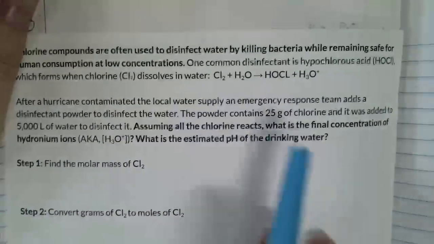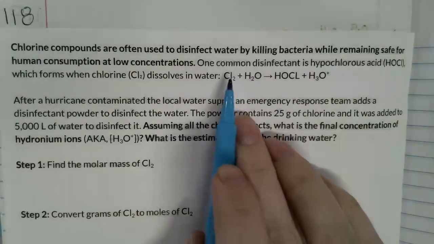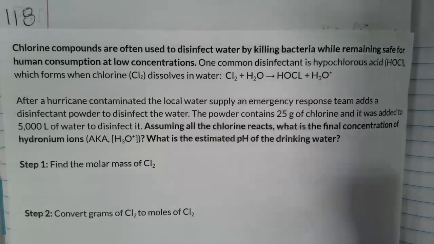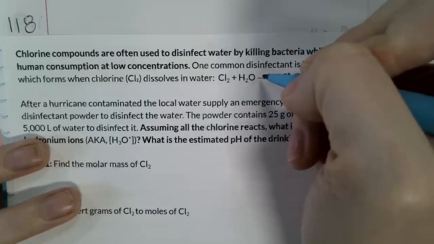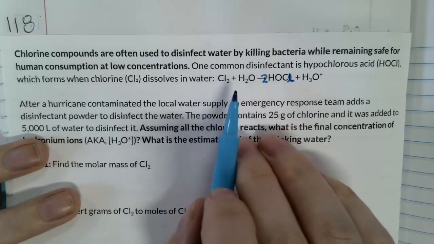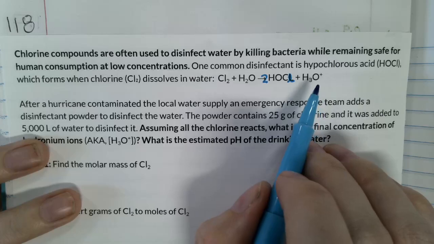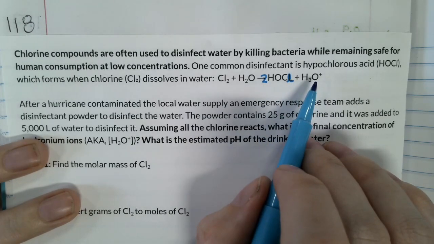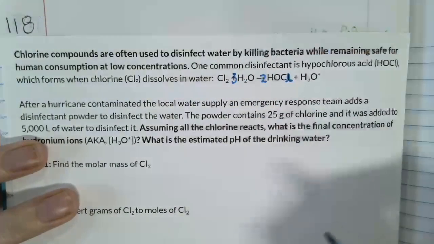So, first we got to balance this. How many chlorine on this side? 2. Okay, how many chlorine on this side? 1 on this side. Okay, so we need to put a 2 here. Now we've got 2 chlorine over here and 2 chlorine over here. Great. How many oxygen on this side? 1. How many oxygen on this side? 2 plus a third, so there's 3. That means we need 3 oxygen over here, so we need to put a 3 right here.